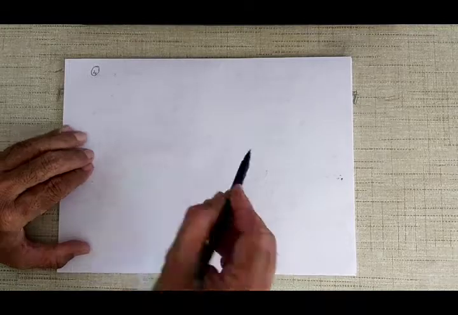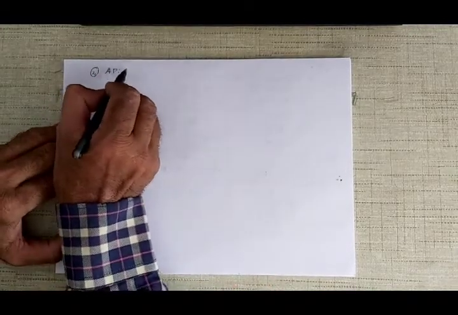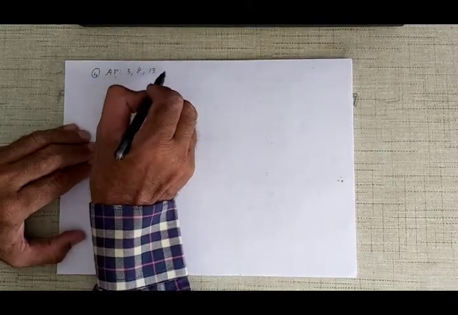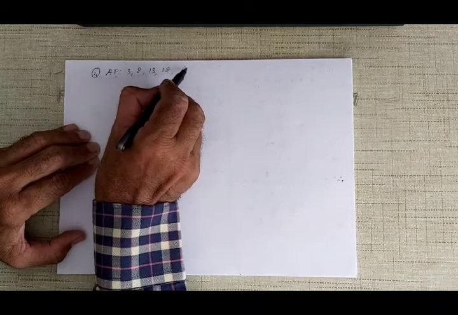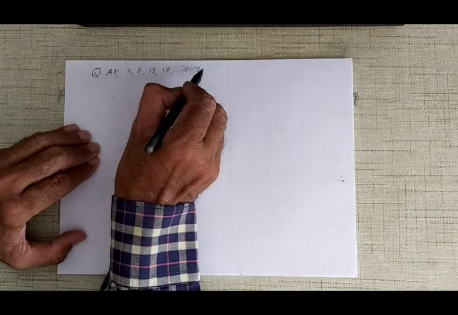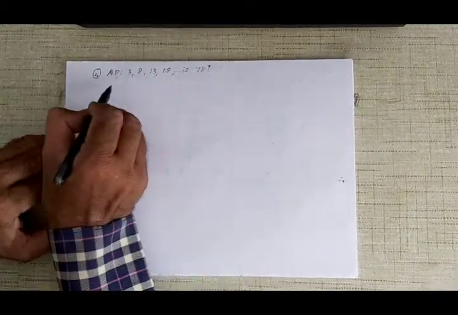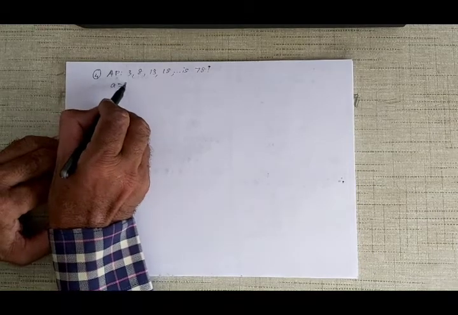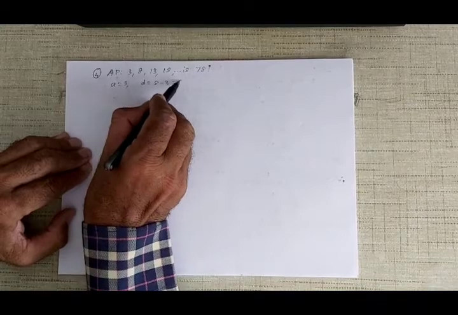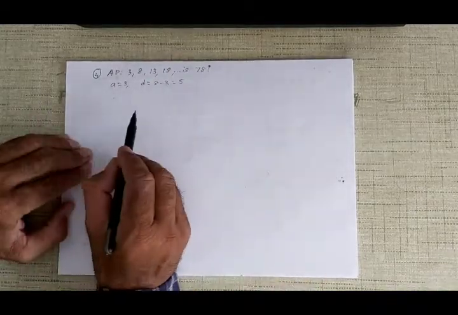Which term of the AP? We are given the AP 3, 8, 13, 18, and so on up to 78. Which term of the AP is 78? Obviously, when you look at it, we get a, the first term, 3. d is equal to 8 minus 3 is 5. We have got the value of d.